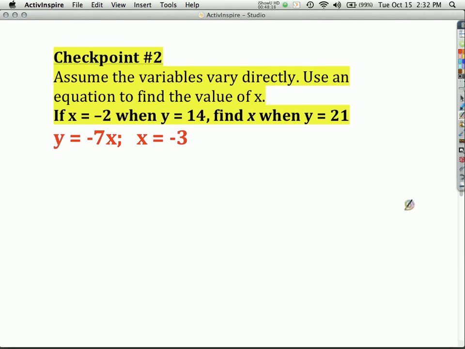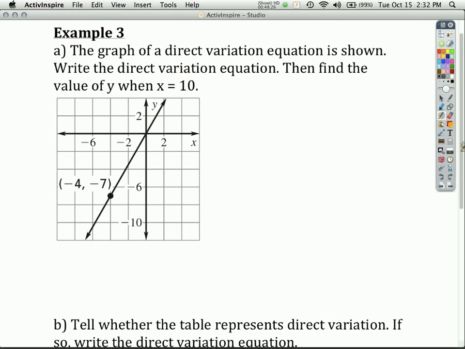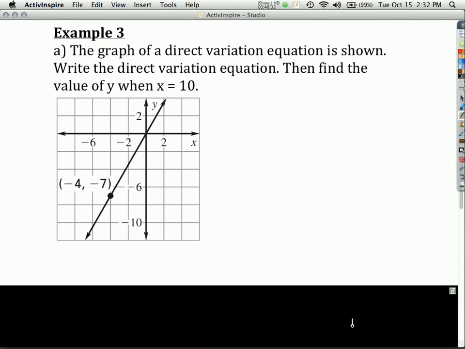All right, so we've learned everything new. Now we're just going to apply it in a couple of different ways. So, example 3: how to work with direct variation when we are given a graph. I don't need you to draw the graph. I don't need you to write the instructions, but of course you have to write what we do together. So, we have a direct variation graphed. We're asked to first write the direct variation equation, then find the value of y when x is 10.